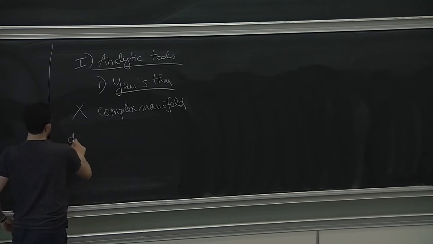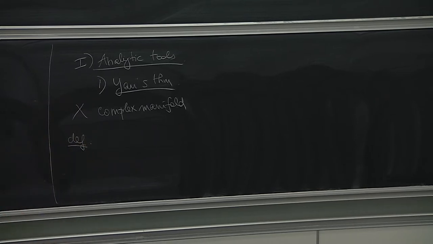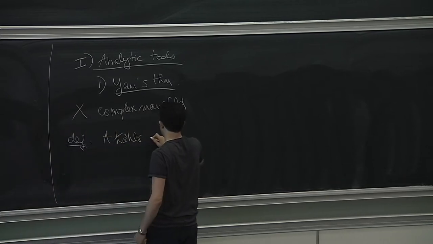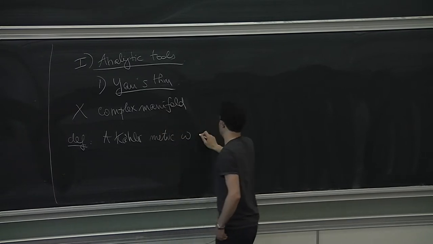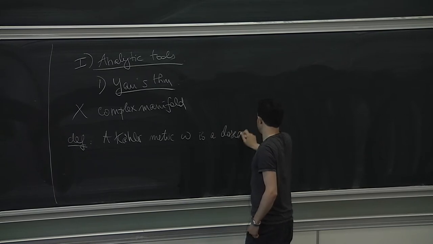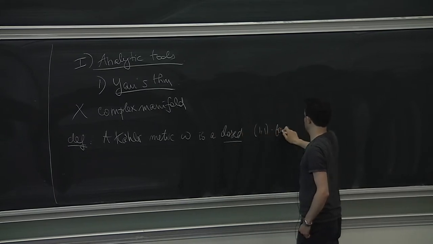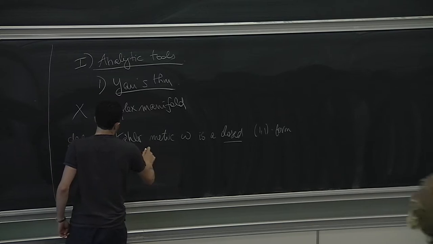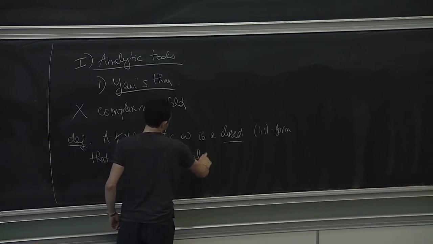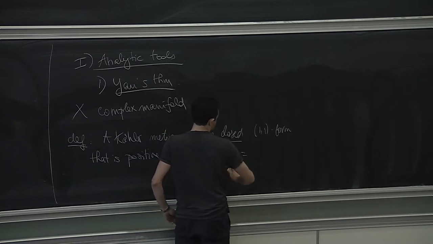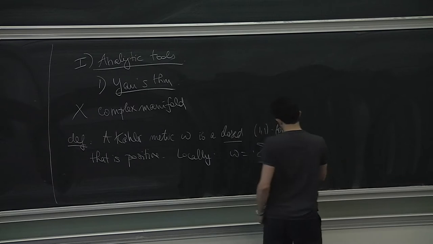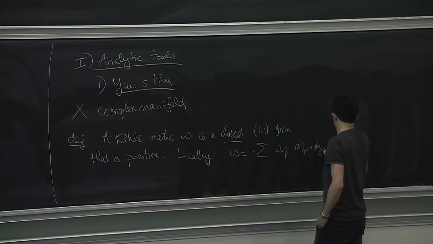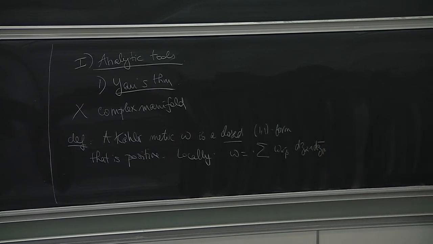The first basic definition is the one of a Kähler metric. Most of you know that, but I'll briefly recall. A Kähler metric, omega, is a closed (1,1)-form that is positive. What this means is that locally you can write any (1,1)-form as a sum of some coefficients, omega alpha beta bar, against the basis of the space of (1,1)-forms.